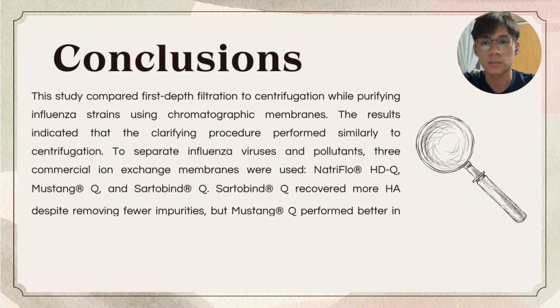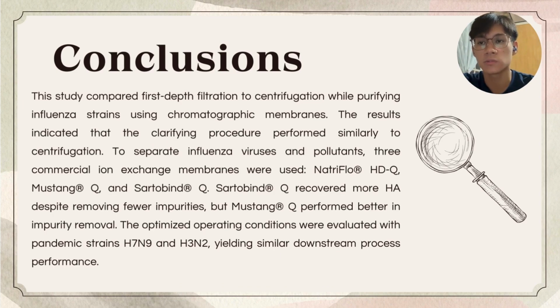typhoid fever. To sum up everything, the study compared first depth filtration to centrifugation while purifying influenza strains using chromatographic membranes. The results indicated that the clarifying procedure performed similarly to centrifugation. To separate influenza viruses and pollutants, 3 commercial ion exchange membranes were used, such as NatureFlow HDQ, Mustang Q, and Sartobind Q. Sartobind Q recovered more HA despite removing fewer impurities, but Mustang Q performed better in impurity removal. The optimized operating conditions were evaluated with pandemic strains H7N9 and H3N2, yielding similar downstream process performance.